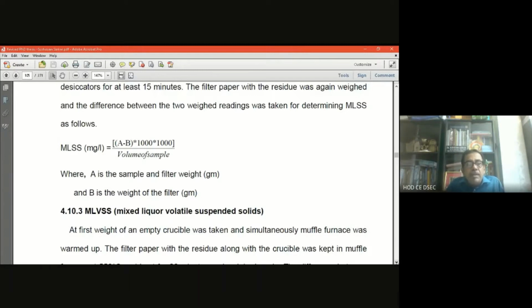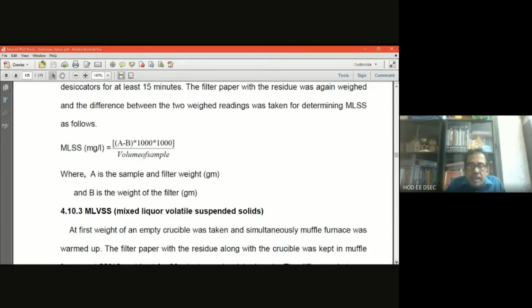Now, first of all, the volume of the sample which you are dividing by is in milliliters. So if you convert it to liters, that means 10 to the power minus 3, which goes into the numerator as 10 to the power 3. Again, you have taken the weight in grams, A minus B in grams, so you will convert to milligrams. So again 10 to the power 3. So twice 10 to the power 3 you have to multiply, and it will give the MLSS in milligrams per liter.